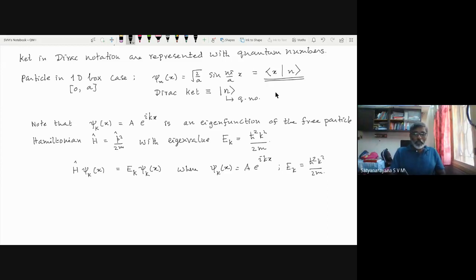But then we have not addressed one very important issue here. For example, I have been writing A into e to the power i k x. Now we ask the question, what is A? So what is A? Now how do we generally find out this A? I want you to recall when we did the particle in a box, we tried to normalize this wave function. Okay, so normalization.